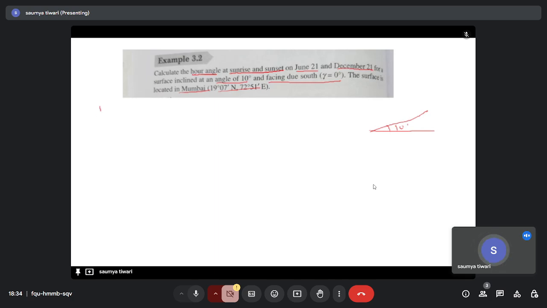If you talk about June 21st, the declination angle, if you remember, will be 23.45. Another way to calculate this value is to calculate n, which will be 31 for January, 28 for Feb, 31 for March, 30 for April, 31 for May, and 21 for June. You can add these numbers and then calculate the declination angle, which will be 23.4.